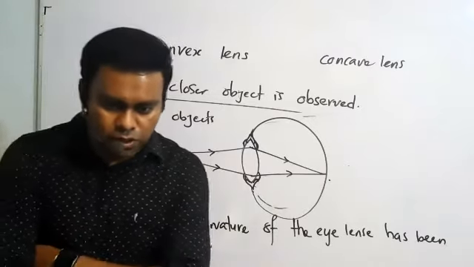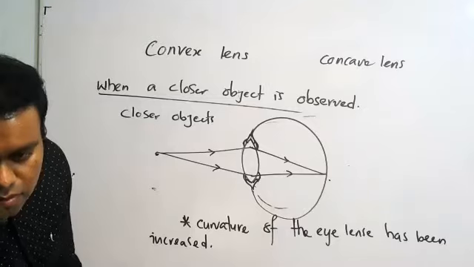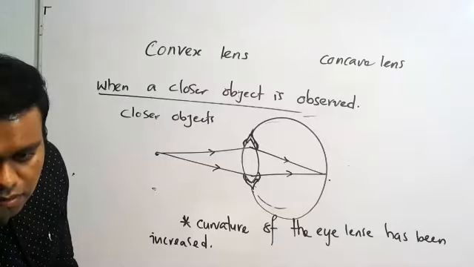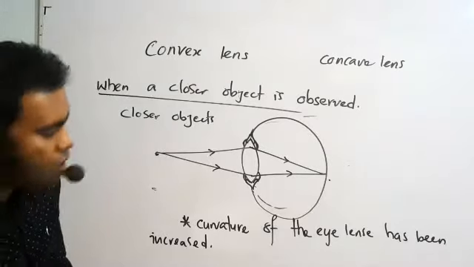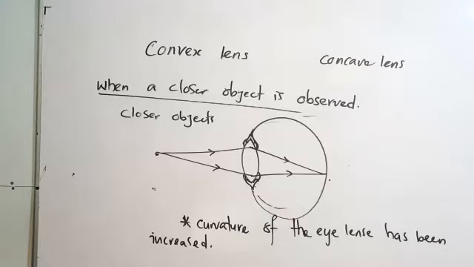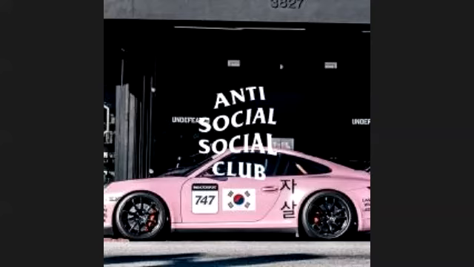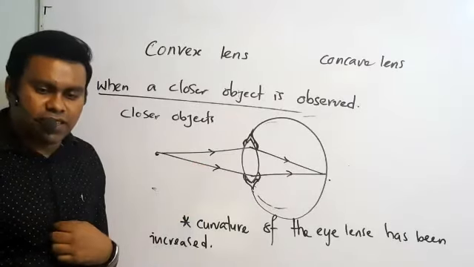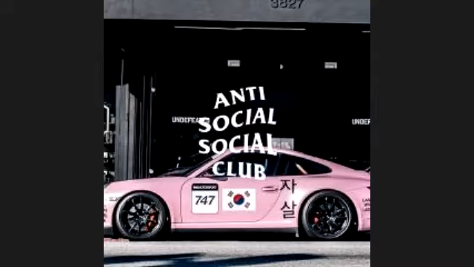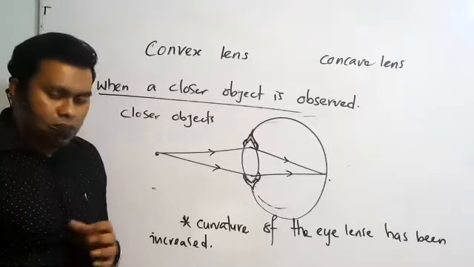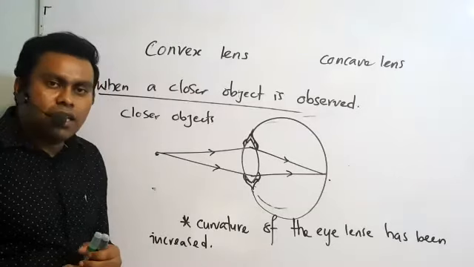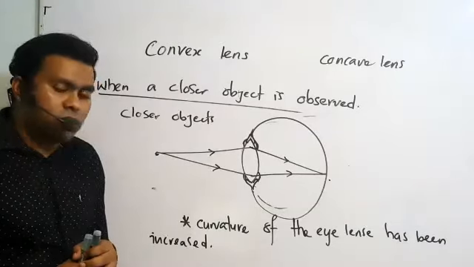Shenal. Yes, sir. So what helps the eye lens to increase its curvature? The ciliary muscles. So how is the curvature increased? I mean, by the contraction of the ciliary muscles or by relaxing?